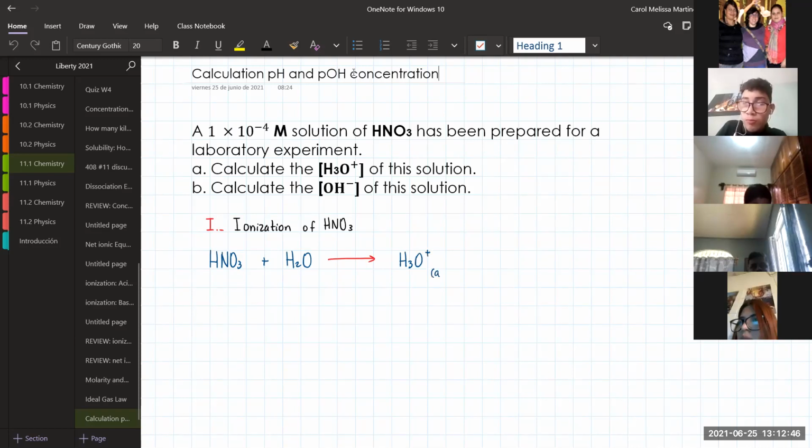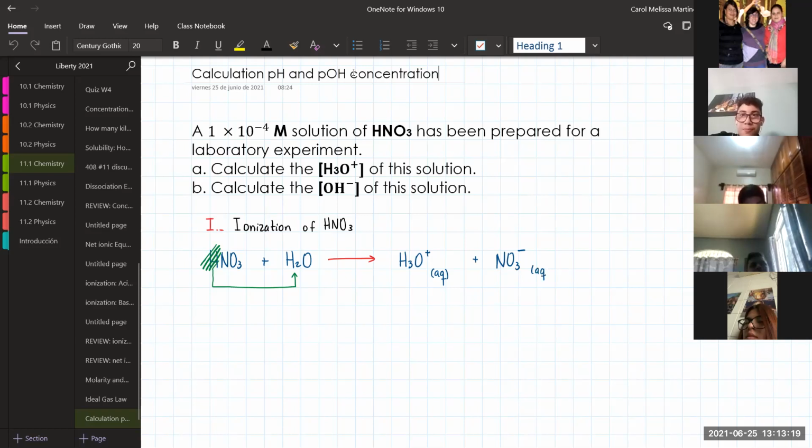Now, this happens because imagine that you are getting rid of the hydrogen to give it to the water, okay? So once you get rid of the hydrogen, the remaining is just NO3. NO3 is an ion that is named nitrate, and it has a charge of -1. So the ionization of this acid will be hydronium ion and nitrate.